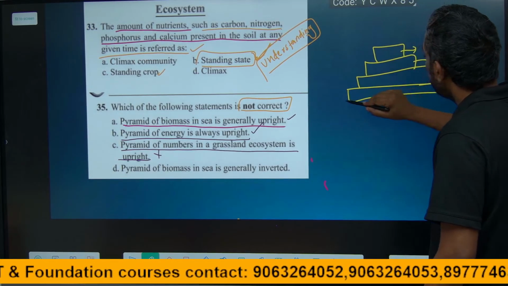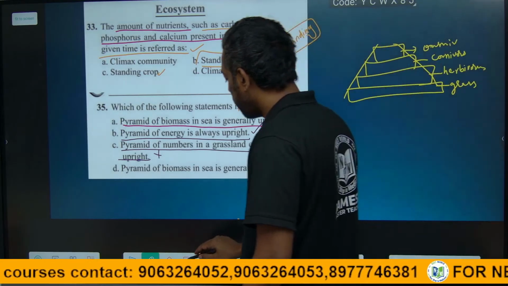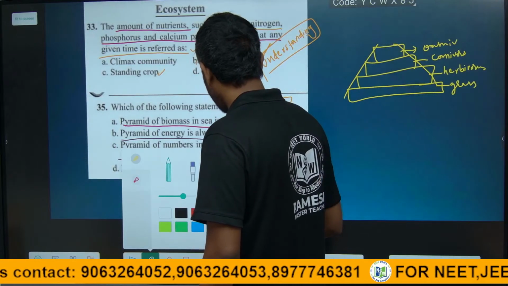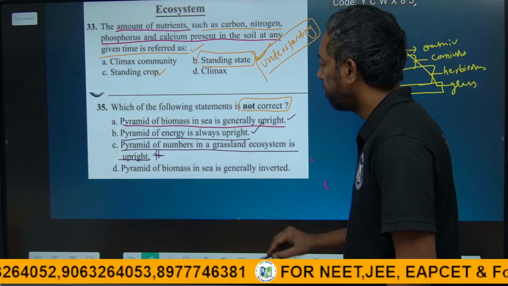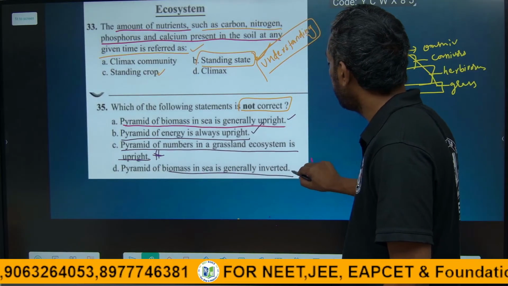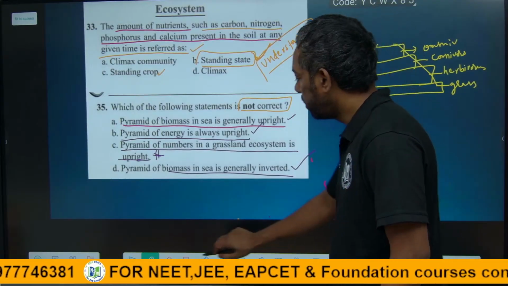Guys, this number is decreasing, so it is not upright. So the third one is the wrong answer, guys. Grassland ecosystem is not upright. This is the wrong answer. Pyramid of biomass C is generally inverted. Of course, the biomass pyramid is generally inverted.